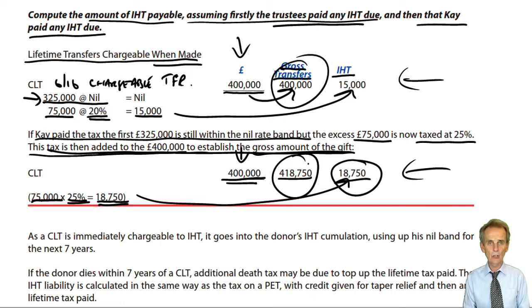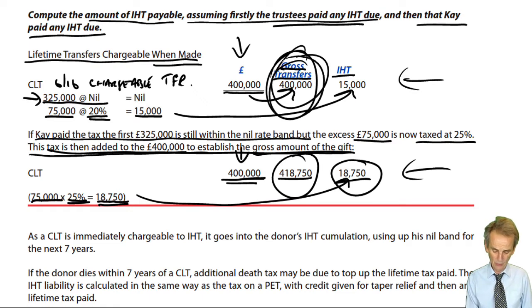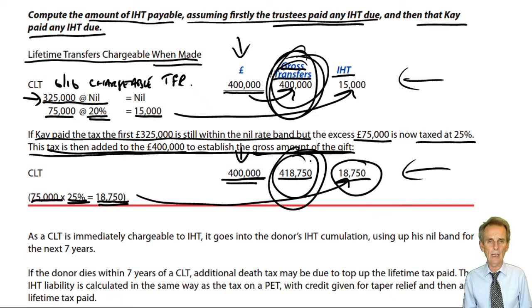And you need to know what figure to put into that computation on lifetime transfers chargeable on death for the CLT. And the figure that we'll always be using is the gross amount. So you need to know whether that gross amount is 400,000 or is 418,750. How do we know whether it is gross or net transfer? Who pays the tax? Who could that be?